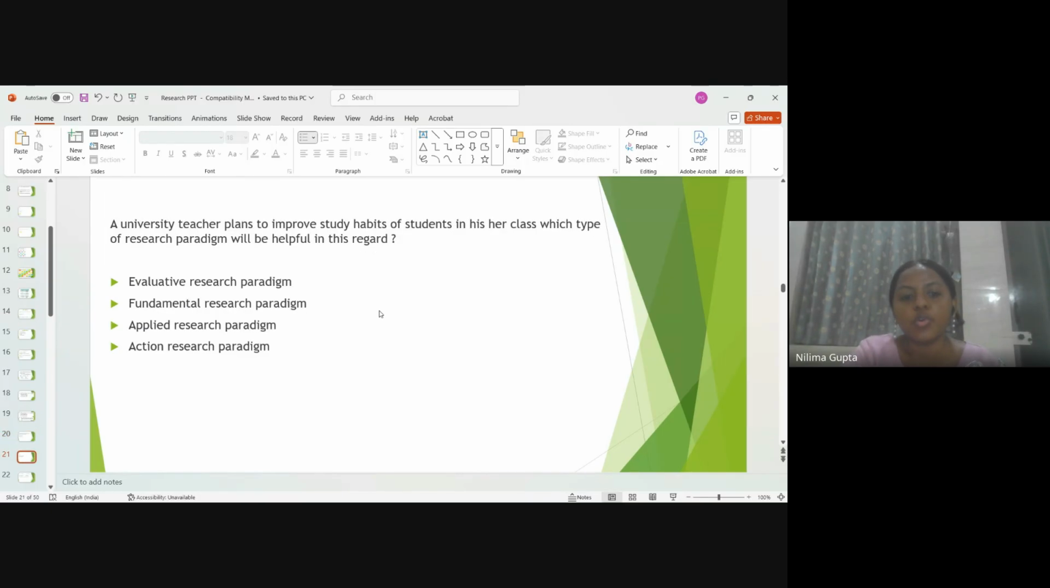Now, one more question. This is from 2022. A university teacher plans to improve study habits of students in her class. Which type of research paradigm will be useful in this regard?